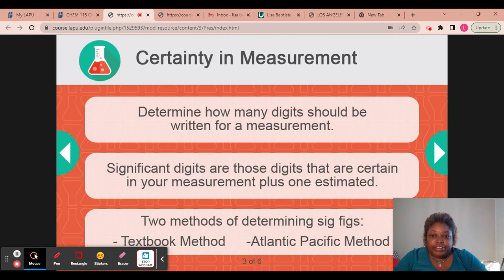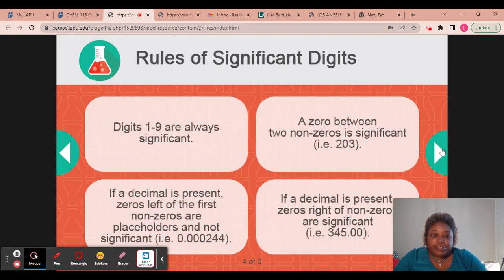For significant figures, there are certainties in measurements. These are the rules for significant figures. I want to make sure that you're understanding the rules very well. When we're looking at digits 1 through 9, they're always significant. The changes come in when we add zeros. A zero that's between two non-zero numbers would be significant. It doesn't matter how many zeros are in between two non-zero numbers, they're always going to be significant.